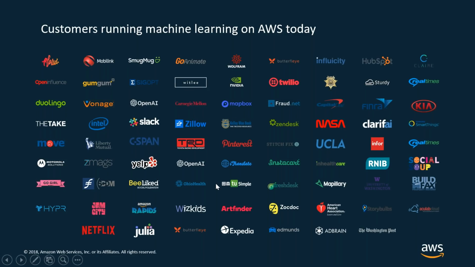And now, I don't want to sound like I'm name dropping, but we are excited about the range of customers that are running machine learning workloads on AWS today.